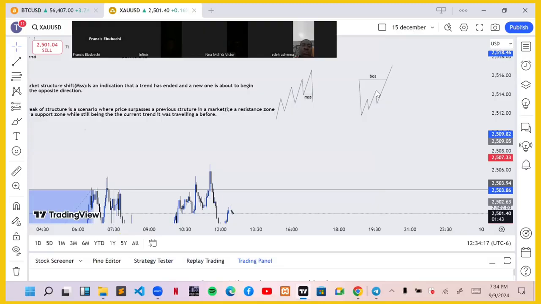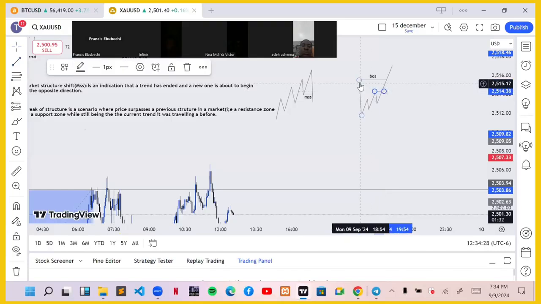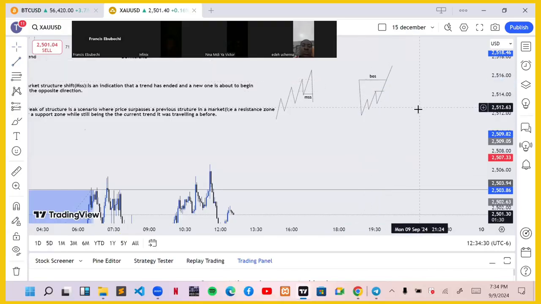Most of the time, there's a double break of structure. Once we pay attention here, the market broke, like it's making higher highs and higher lows. Each high that comes out is higher than the previous one. But in this case, it broke this structure again. At the same time, it also broke a key level in the market. So a double break of structure.